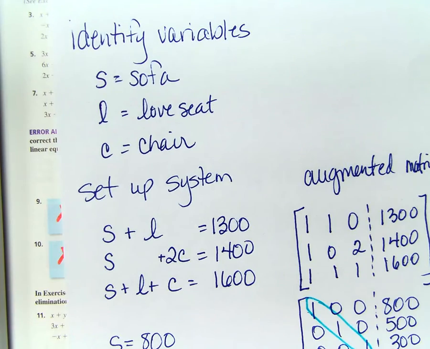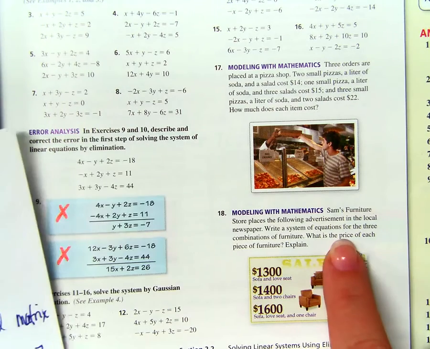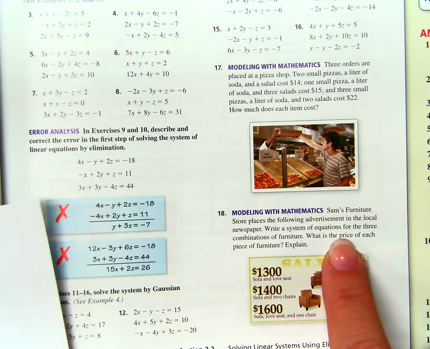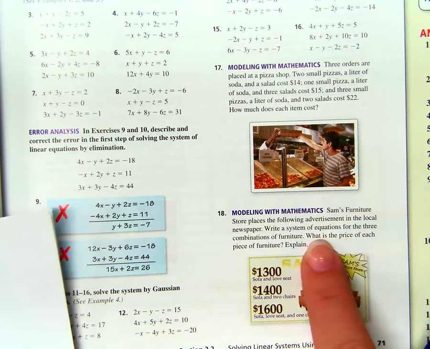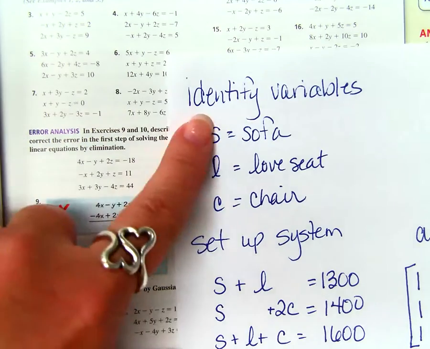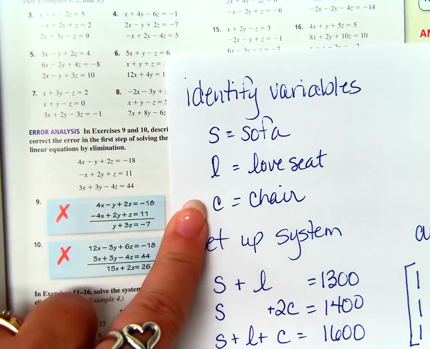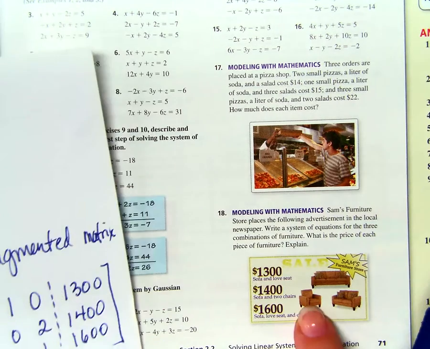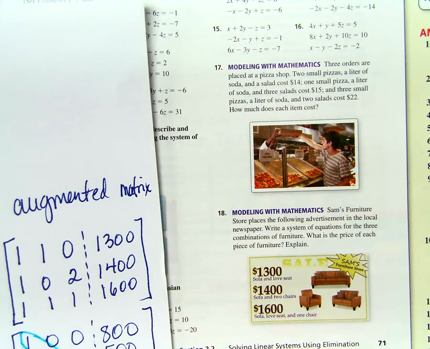Okay? Look at the question first if you're having trouble figuring out what your variables should be. Find out what they're asking. What's the price of each piece of furniture? I knew that the pieces of furniture needed to be my variables. Okay? And we just go from there.